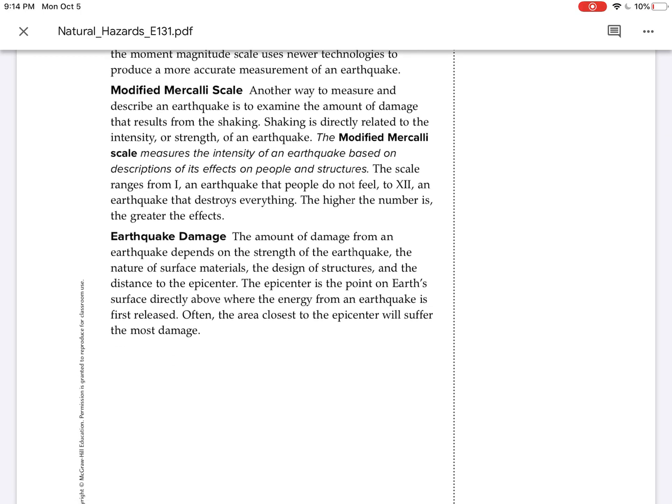Modified Mercalli scale. Another way to measure and describe an earthquake is to examine the amount of damage that results from the shaking. Shaking is directly related to the intensity, or strength, of an earthquake. The modified Mercalli scale measures the intensity of an earthquake based on descriptions of its effects on people and structures. The scale ranges from 1, an earthquake that people don't feel, to an earthquake that destroys everything. The higher the number is, the greater the effect.